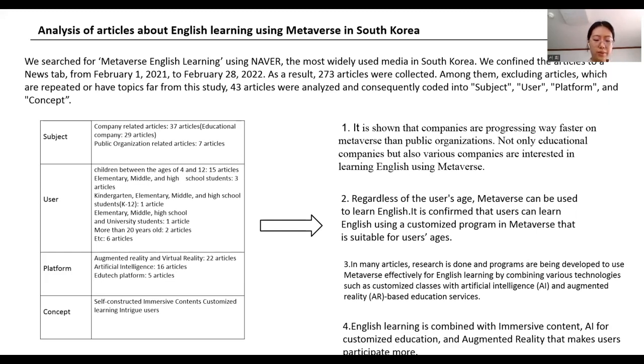In many articles, research is done and programs are being developed to use metaverse effectively for English learning by combining various technologies such as customized classes with artificial intelligence and augmented reality-based education services. English learning is combined with immersive content, AI for customized education, and augmented reality that makes users participate more.